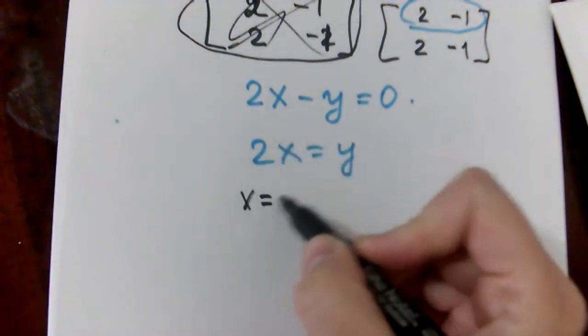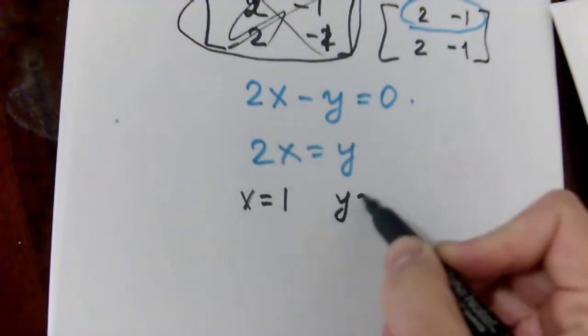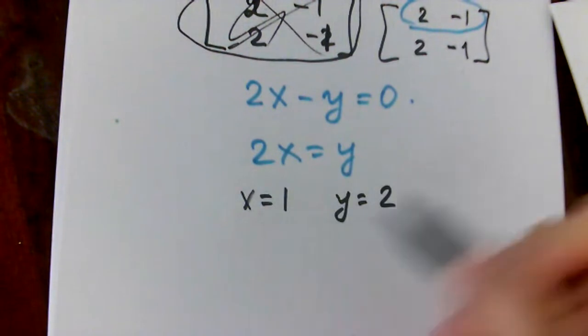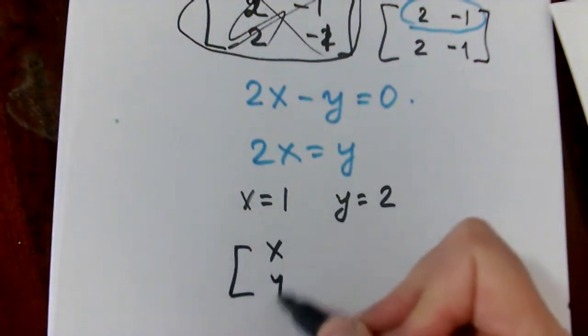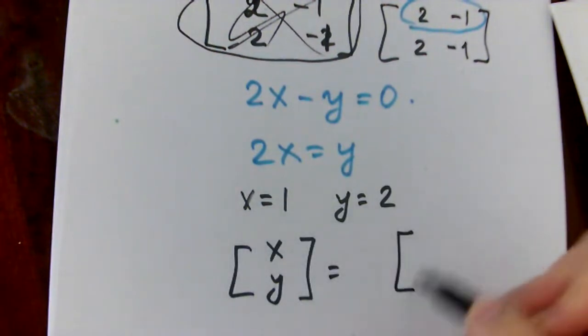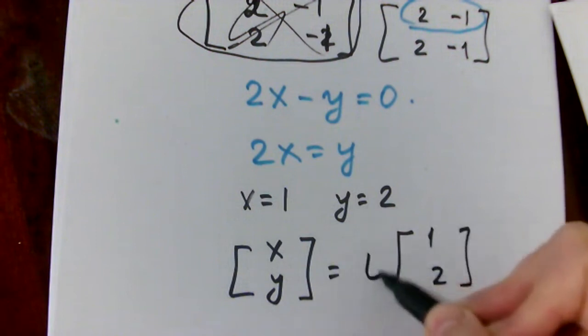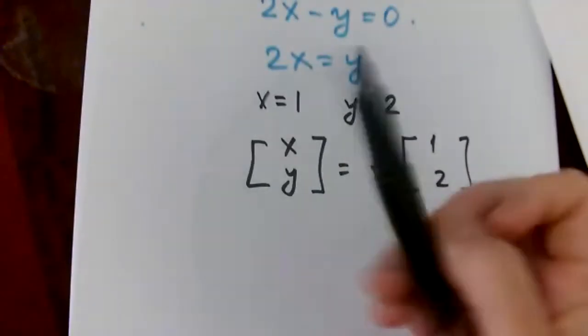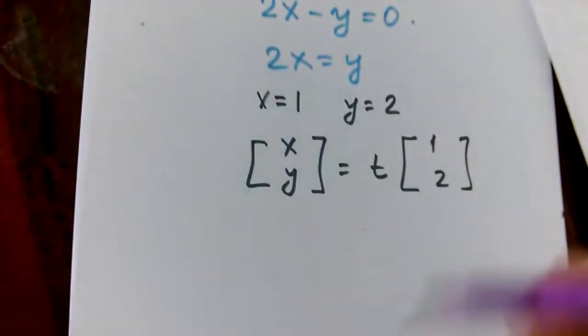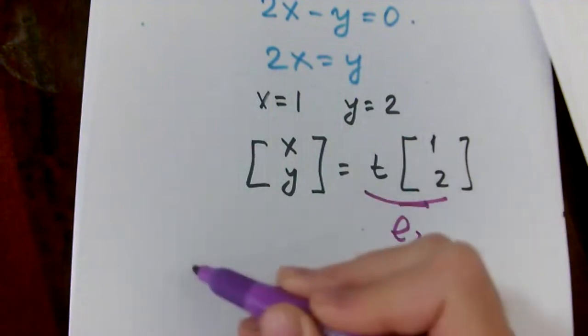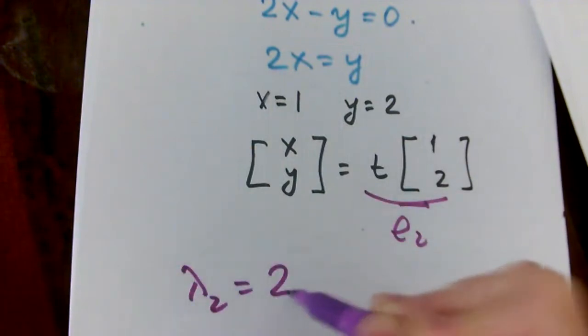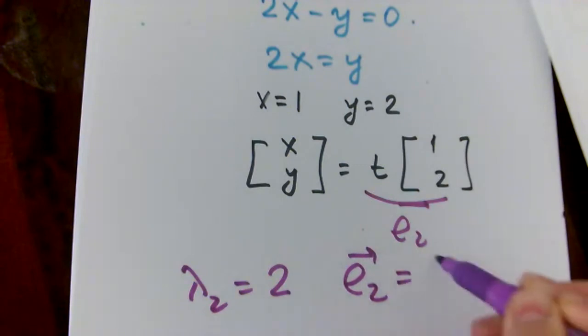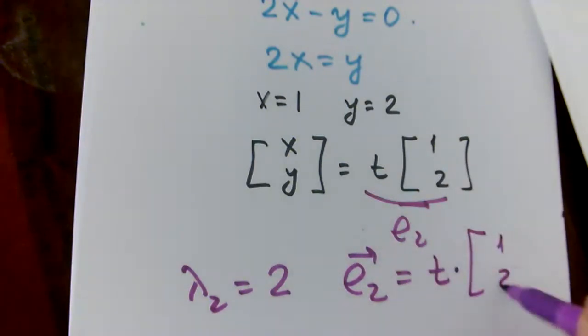These numbers should preferably be integers. So if you put x is equal to 1, for example, you will get y is equal to 2. And this is going to be our eigenvector. So x is equal to 1, 2, but t in front. So this is our second eigenvector, E2. So for lambda 2 is equal to 2, we have eigenvector E2, which is t times (1, 2).